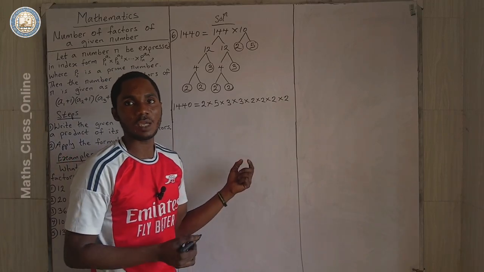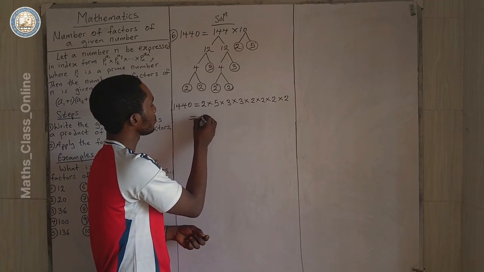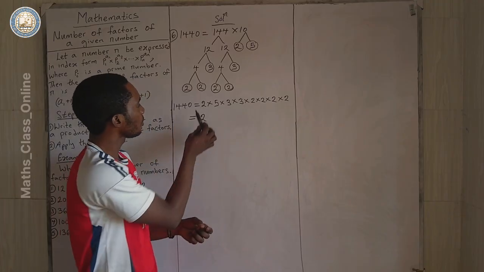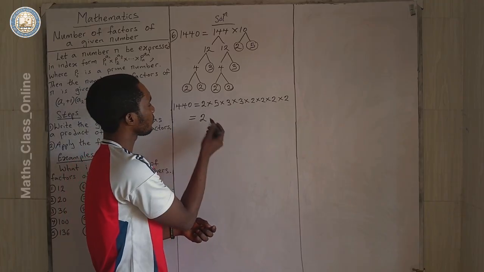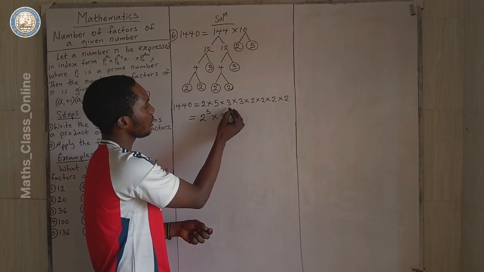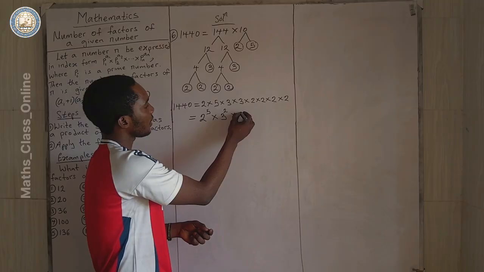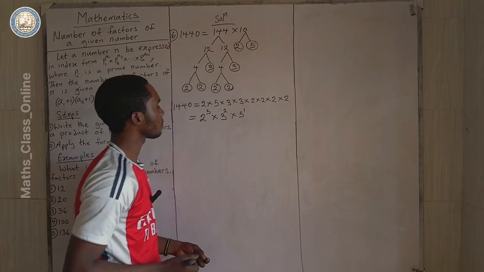The prime factors that we have here is what? 2, 3, 5. This is equals to 2, how many 2? 1, 2, 3, 4, 5, times 3. How many 3s do we have? 1, 2, times 5 raised to the power of 1.